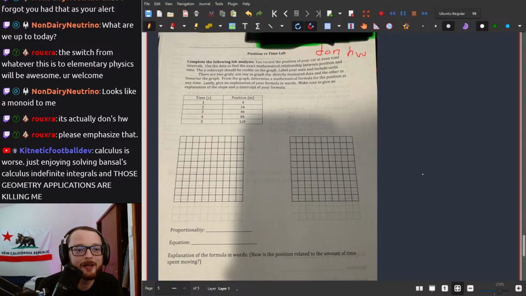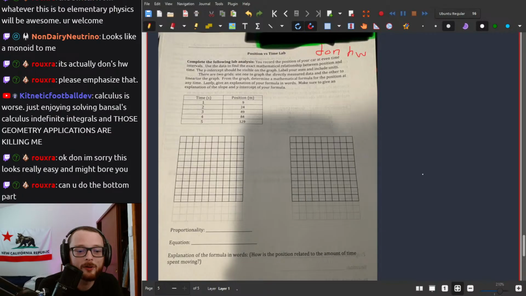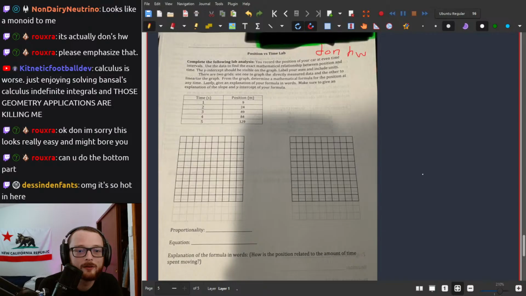Okay, you record the position of your car at even time intervals. Use the data to find the exact mathematical relation between position and time. If it helps you, Rookster, if you actually need help with this, I will do it. I don't care if it's too simple for me. The y-intercept should be visible in the graph. The bottom part? Okay. Label your axes and include units. There are two grids. Use one to graph the directly measured data, the other to linearize the graph. From the graph, determine a mathematical formulation of the position at any time. Lastly, give an explanation of your formula in words. Make sure to give an explanation of the slope and y-intercept of your formula.